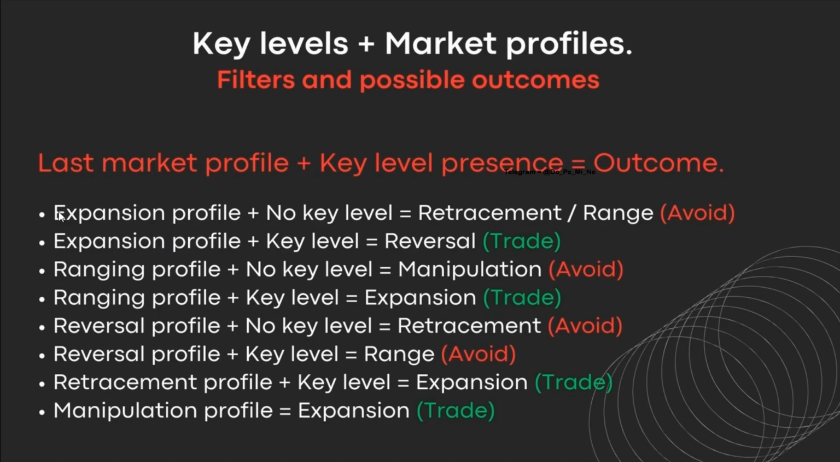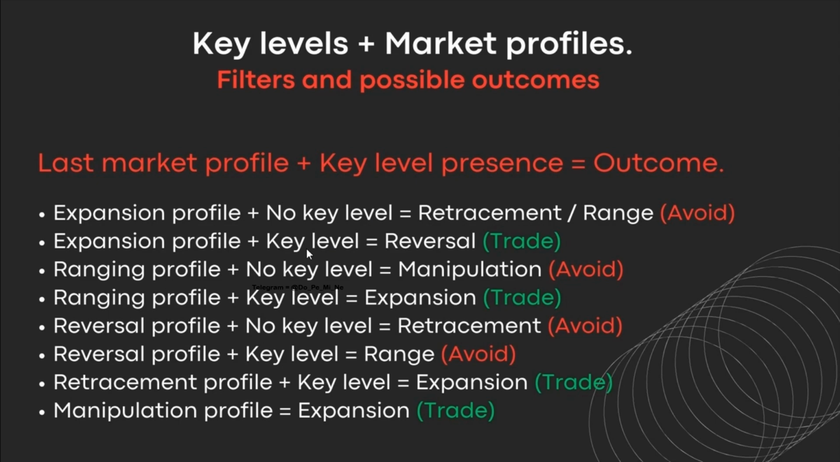So in this way we can see that if the last profile that has ended is an expansion profile, and it ends before testing a key level, and a key level hasn't been tested yet, and a key level isn't present, then we're going to expect what? We're going to expect either a retracement or ranging profile, and we're going to avoid trading them, because we only trade what? We only trade expansion and reversal profiles.